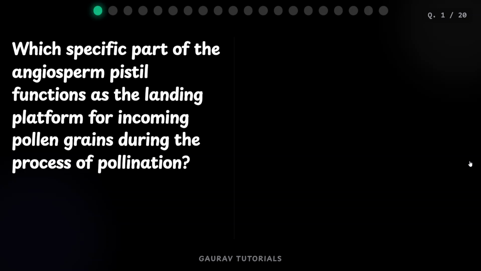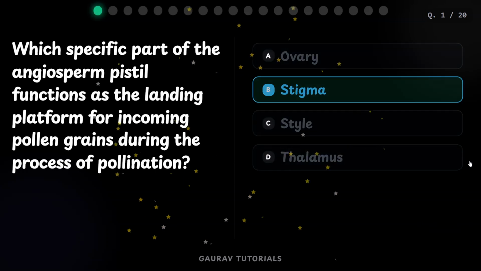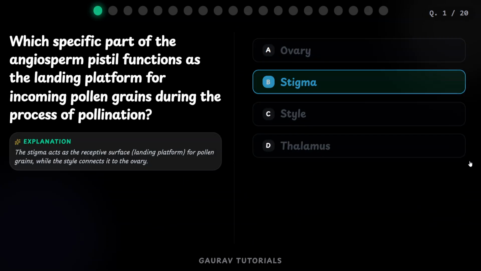पहला क्वेश्चन है, which specific part of the angiosperm pistil functions as the landing platform for incoming pollen grains during the process of pollination? The options are और करेक्ट आंसर है स्टिग्मा. स्टिग्मा act as the receptive surface या फिर landing platform for pollen grains while style connects it to the ovary.